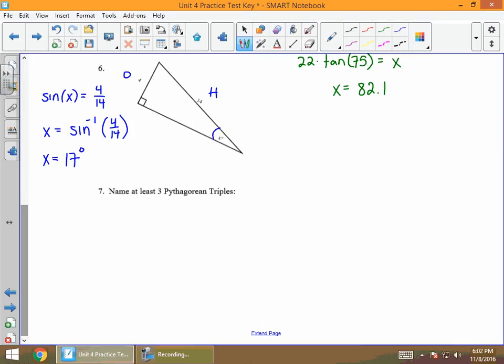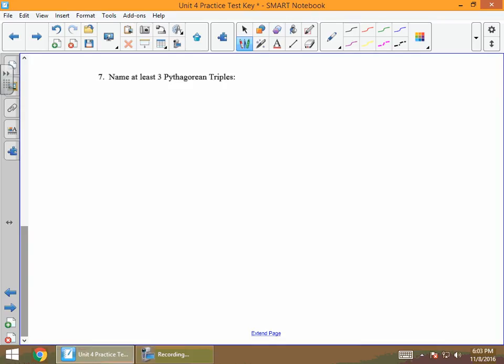Okay, and number 7, last one on this page, says name at least 3 Pythagorean triples. There are a bunch. They just have to satisfy a squared plus b squared equals c squared. The 3 most common are 3, 4, 5, or any multiple of 3, 4, 5, like 6, 8, 10, or 9, 12, 15. Those are all 3, 4, 5 triangles. We have 5, 12, 13. We have 7, 24, 25.